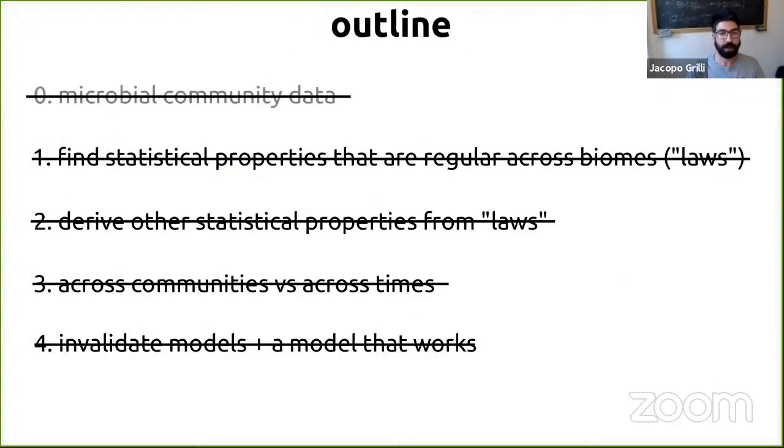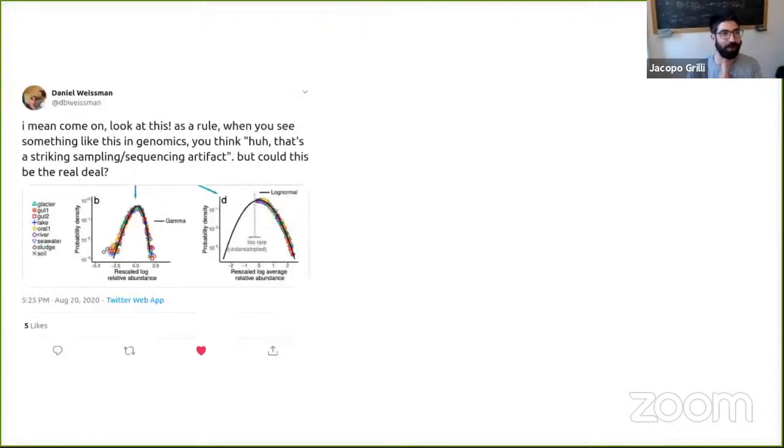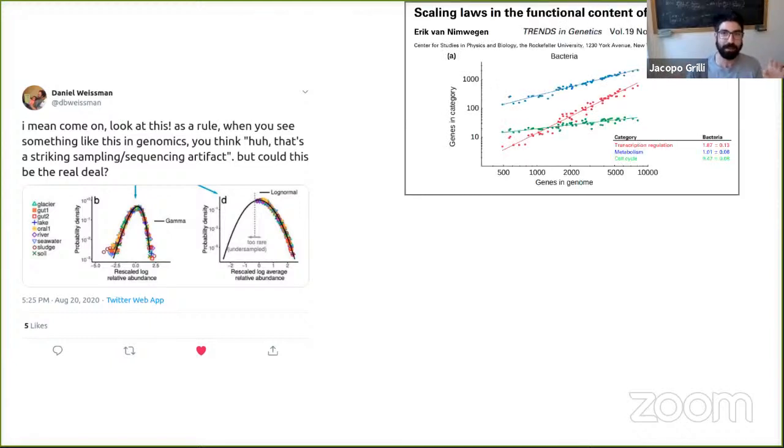Okay, to be somewhat provocative, this is a natural question that I totally agree with, and you might have at this point: is this some technical artifact? When you see that in genomics, usually you think that is the case. So I want to open a box just to mention an old paper by Erik, where you actually find remarkable regularities in genomics, in the functional content of genomes, just as an example of something completely different at completely different scales, where you have a robust pattern that is not a consequence of sequencing artifacts.